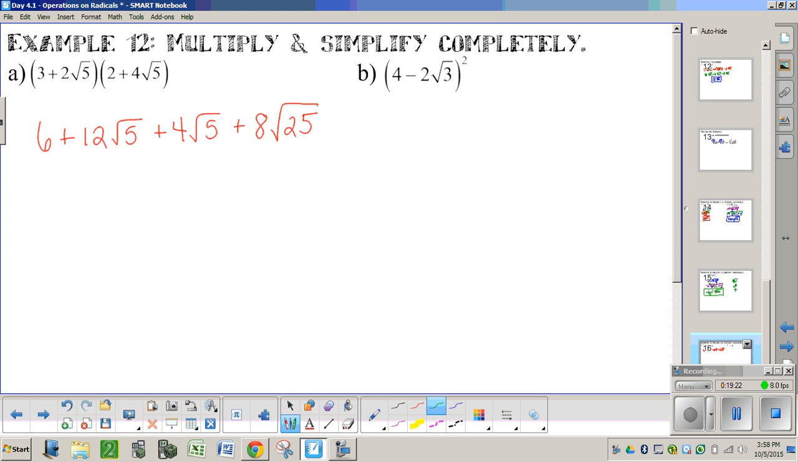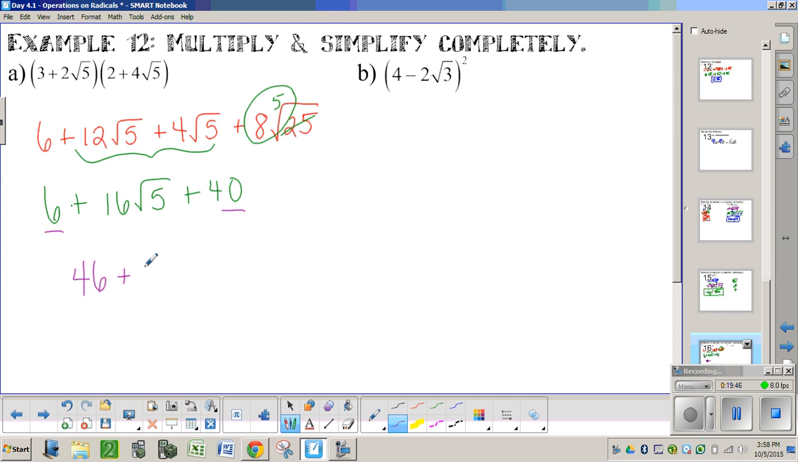Now we're going to go through and do a little simplifying here. You have like terms in the middle. So this is 6 plus 16 radical 5. Square root of 25 happens to be a perfect square. That's 5. So at the end here of this expression, I'm going to end up with plus 40. What you'll notice now is you have another set of like terms here. You have 6 and 40, so you can actually put those together as 46 plus 16 square roots of 5. And that's going to be your final answer. You can't combine those. They're not like terms. That's how you leave your answer.